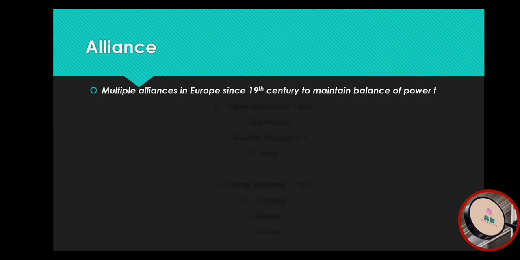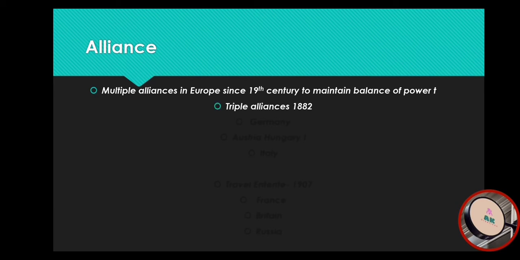Then we'll have a look at alliance. What is the meaning of alliance here? Alliance, in the sense, means they used to make secret treaties, a secret signing. For example, Germany, Austria and Hungary made a treaty. Then the Triple Entente came: France, Britain and Russia. We'll have a look at it.